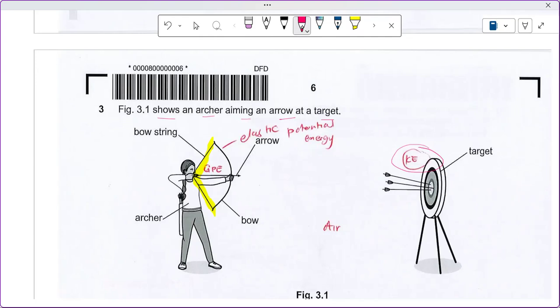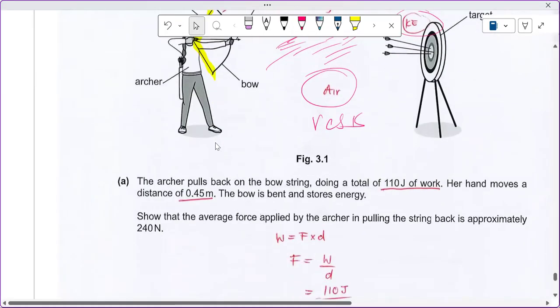Then I know if it's moving here, there is air. Air can become what? A resistive force. There will be air resistance, which might oppose this arrow from moving as fast as it actually must. That's why it's there. Then I study it already, and then I go and start answering the questions.